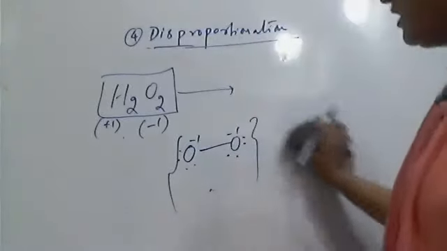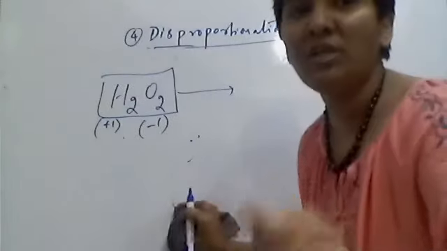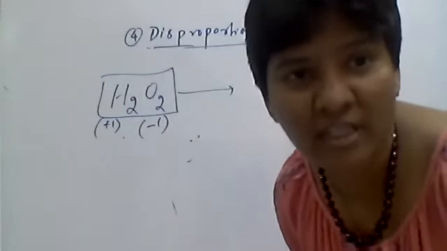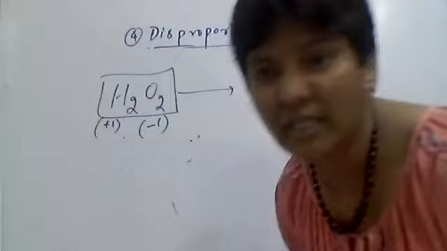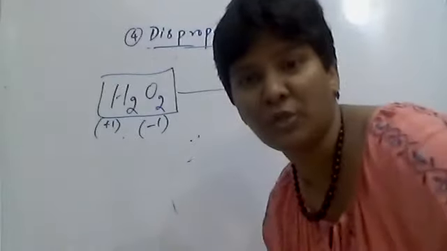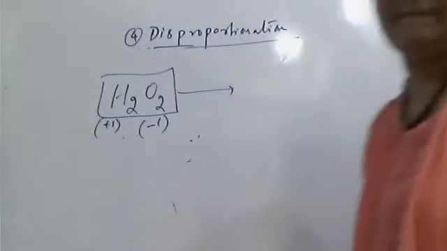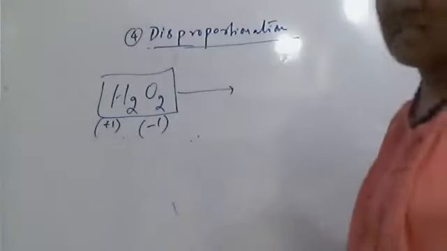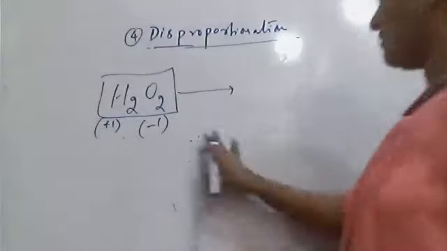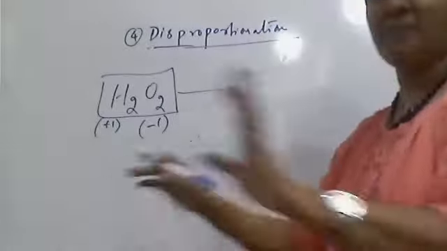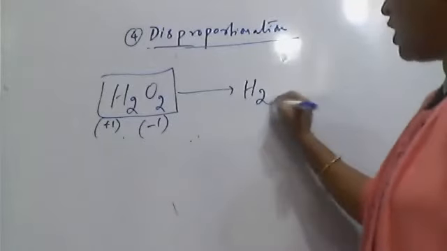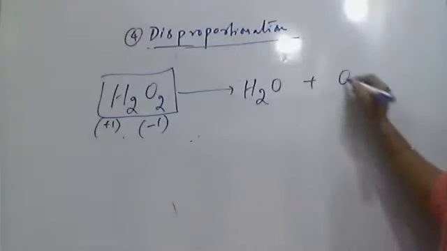So why is it unstable? Due to peroxy linkage. Understood? Due to peroxy linkage. Sunlight should not fall on it, and it must be kept at low temperature. So now what happens, madam? Here oxygen is -1. It decomposes to water, H2O, and oxygen, O2.